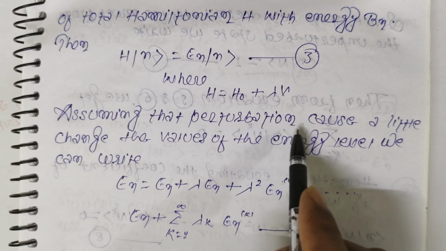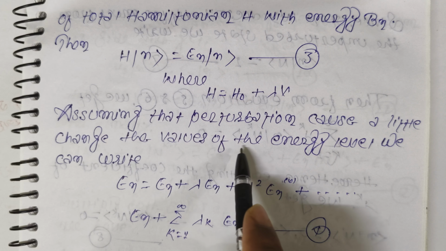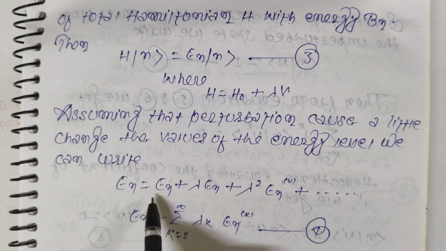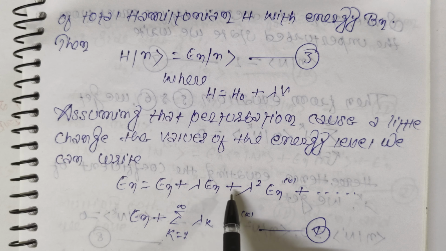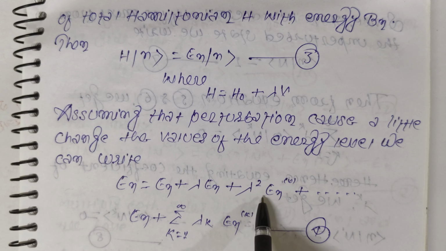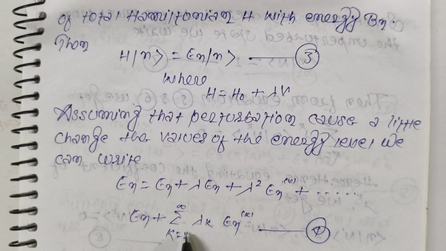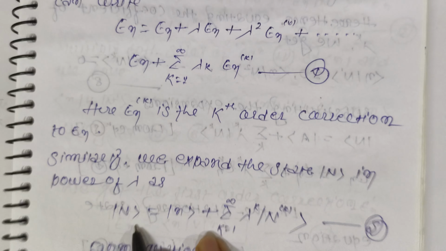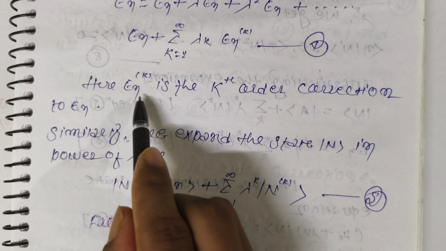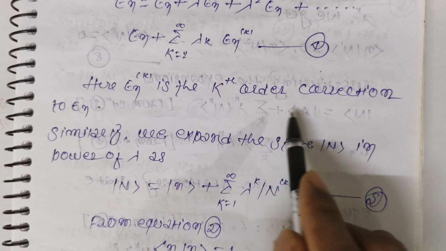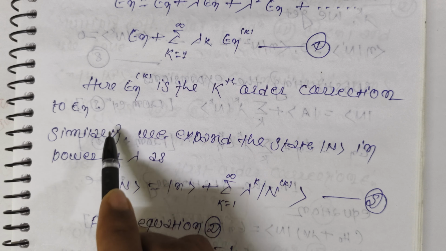Assuming that the perturbation causes a little change in the values of the energy level, we can write Εn is equal to En plus lambda En1 plus lambda square En2 plus dot dot dot, that is En plus summation k is equal to 1 to infinity lambda k Enk. This is equation 4, friends. Here Enk is the kth order correction to En.